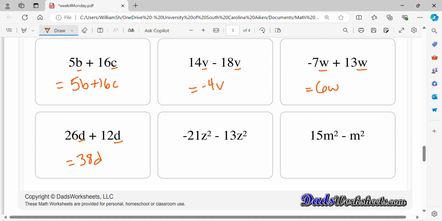Okay. My like term in the next one, it says negative 21z squared minus 13z squared. My like term here is the z squared. They both have a z squared, so they can be combined. Negative 21 minus 13 is going to give us negative 34z squared. Last but not least here, I've got 15m squared minus m squared. Okay. All right, remember if it doesn't have a number out in front, it's assumed to be 1. So I have 15 minus 1 is 14m squared. And that is it simplified.